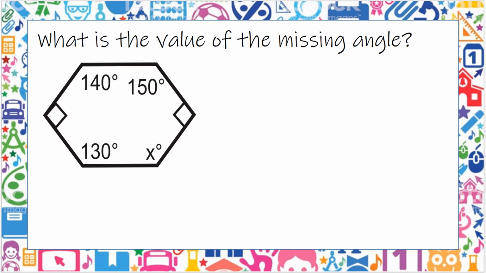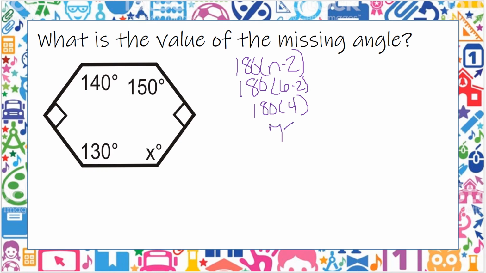What is the value of the missing angle? So this one, there are 6 sides. So I'm going to say 180 times n minus 2. I'm going to replace the n with the number of sides, which is 6. And 180 times 4 gives me 720.